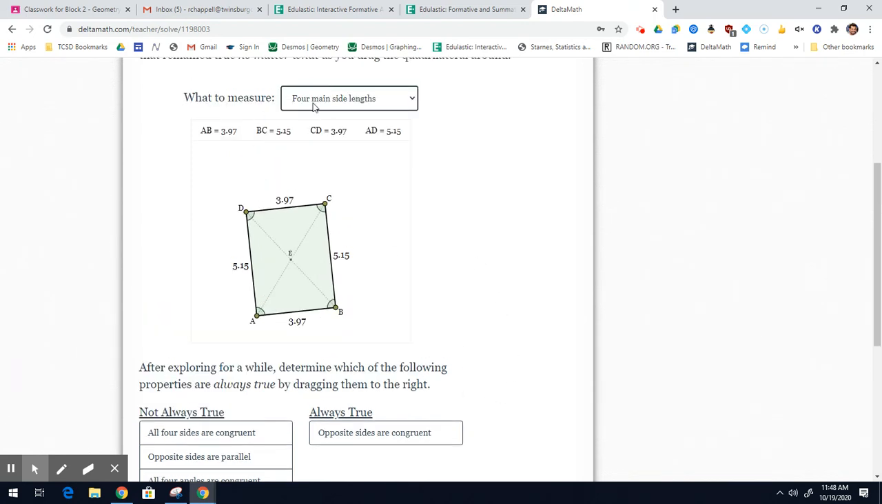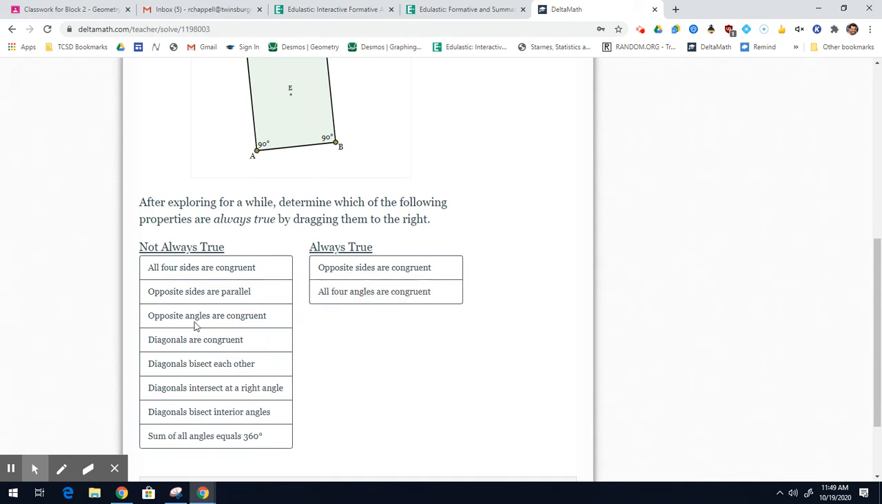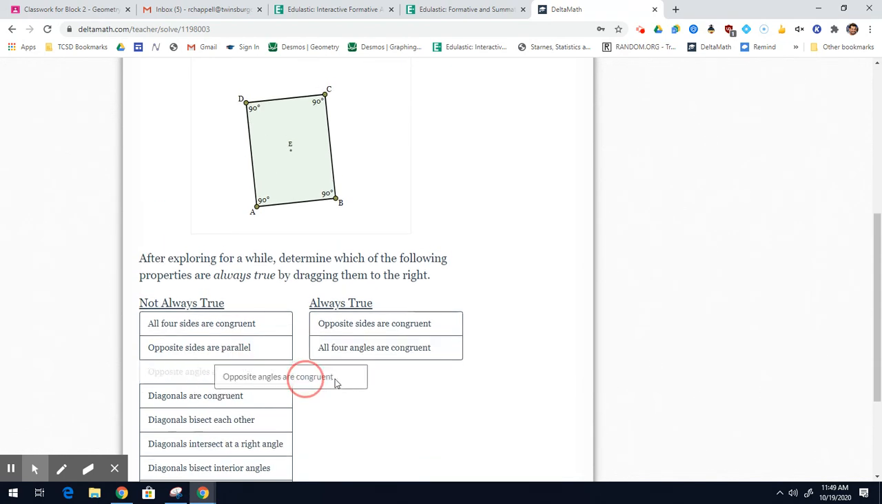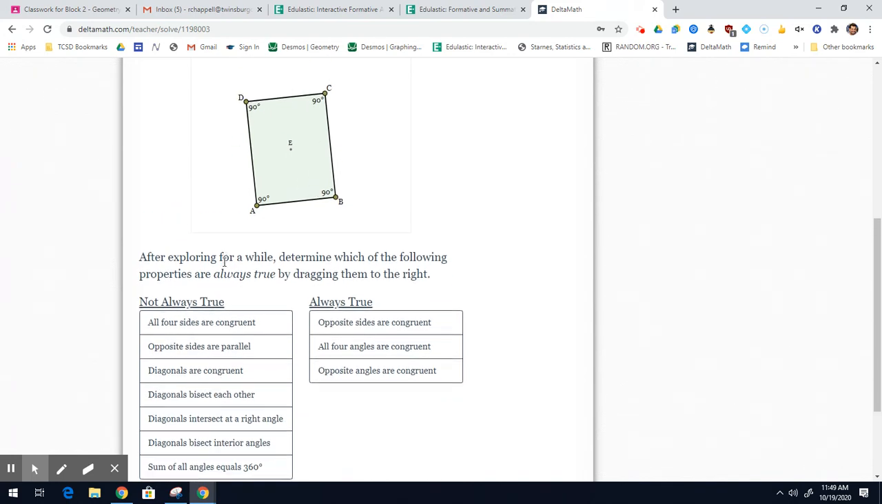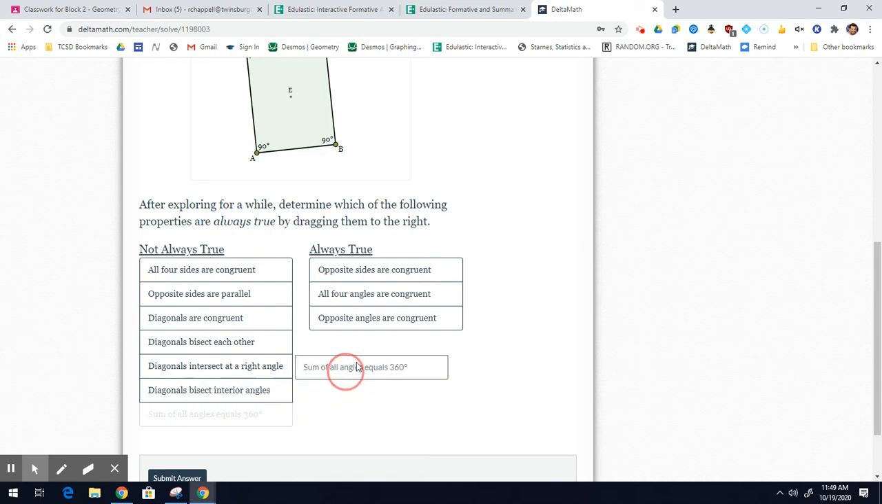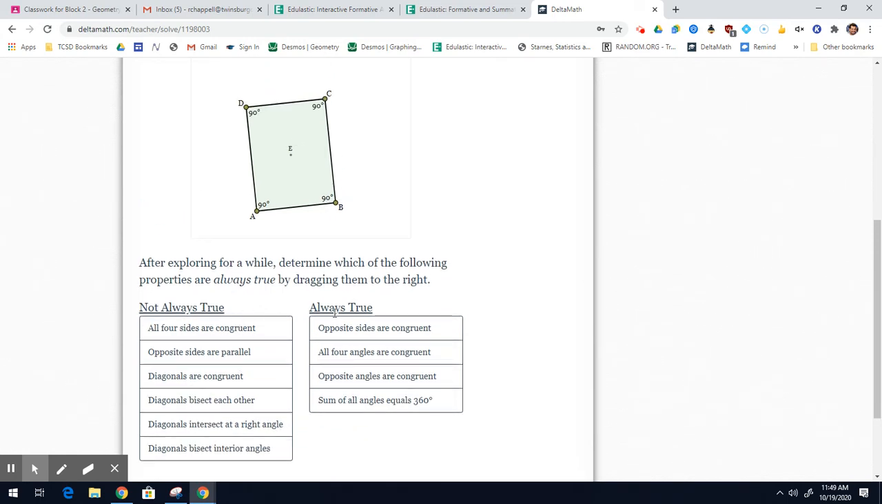All right. So now what can I measure next? The 4 main angle measures. Well, I got 90, 90, 90, 90. So a couple things. First of all, 4 right angles, so they're all congruent. Secondly, opposite angles are congruent. That is true in a rectangle. What else about angles? The sum of all the angles equals 360. That is true. It just so happens 90, 90, 90, 90 is. What else can I measure? So there's the angles, right? I think that's good.